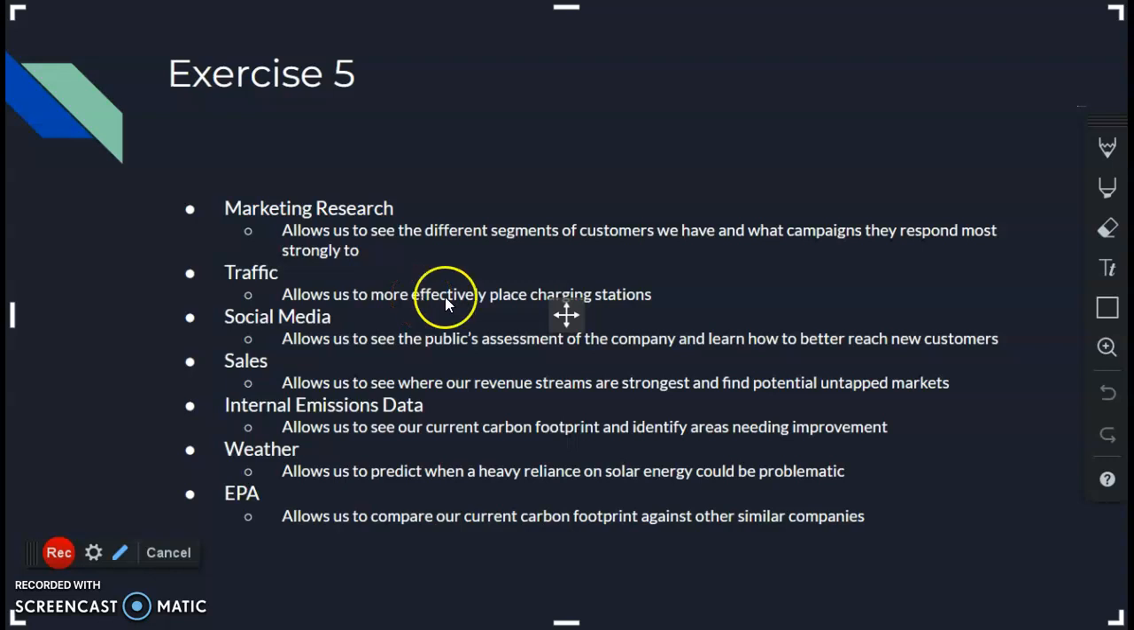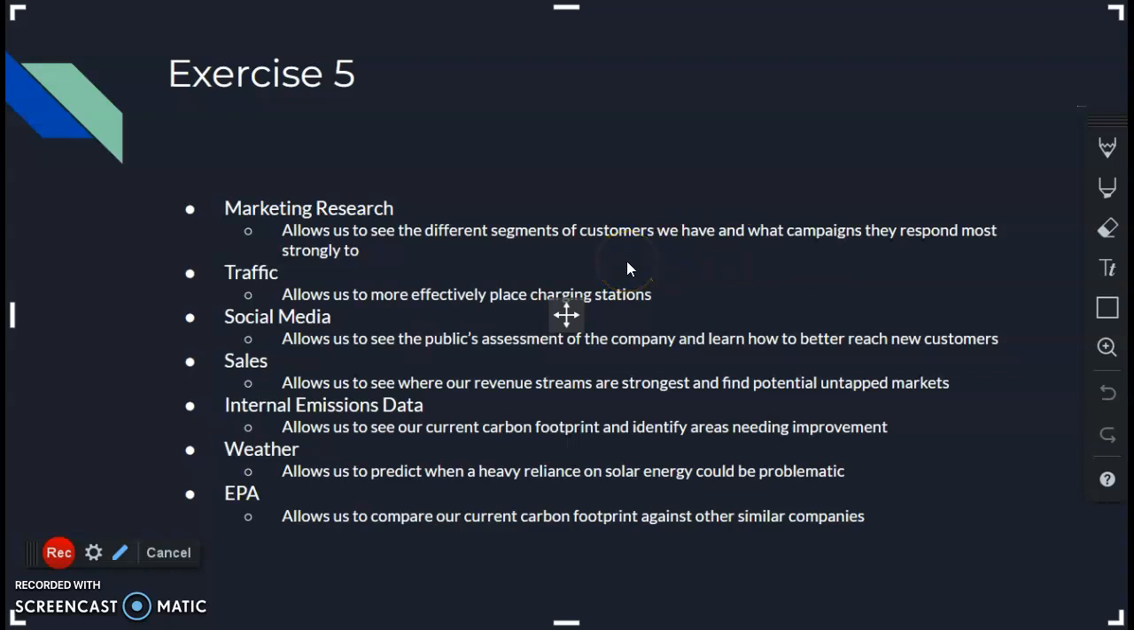Next, we have traffic. This will allow us to more effectively place our charging stations. So by observing traffic patterns, viewing traffic cam footage, we can see the best routes that people take, the ones most traveled, where our supercharger stations would have the most exposure by the right clientele, to better increase our brand recognition as well as the recognition of EVs, to make them more desirable.